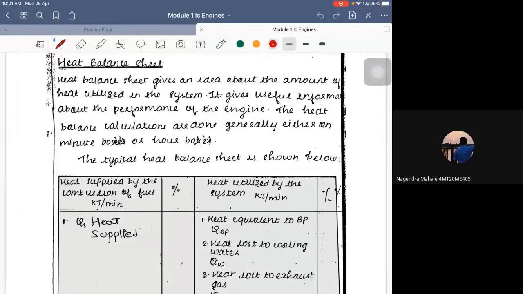So today we'll be discussing 3 to 4 theoretical questions which keep on repeating in your question papers. One is heat balance sheet, and different types of tests we perform on IC engines, like the motoring test, it might be Willans line method, Morse test. So all those things we'll be discussing one by one today. So kindly concentrate.